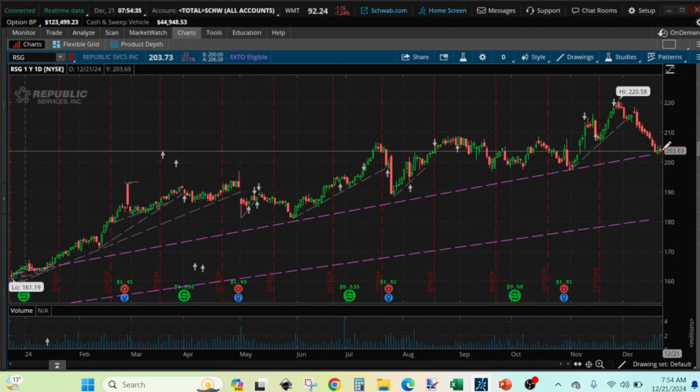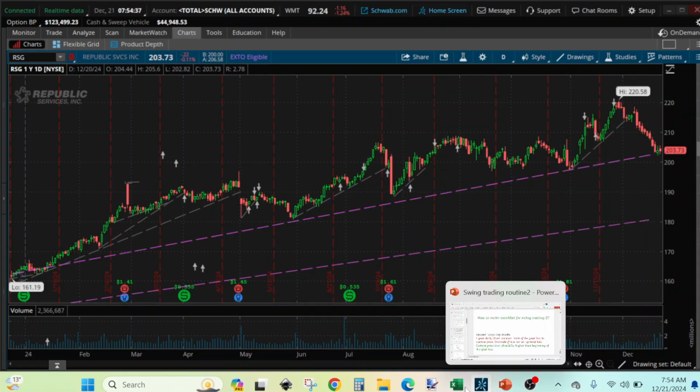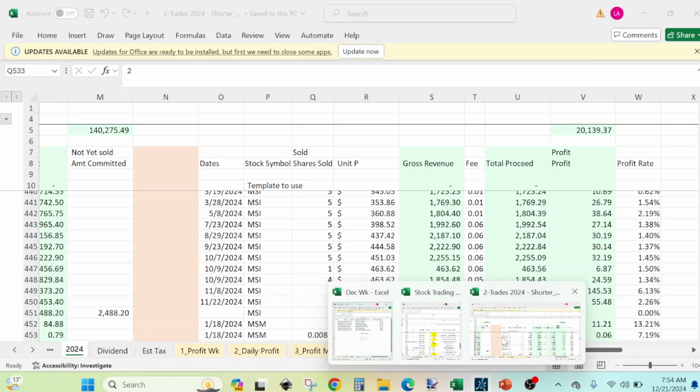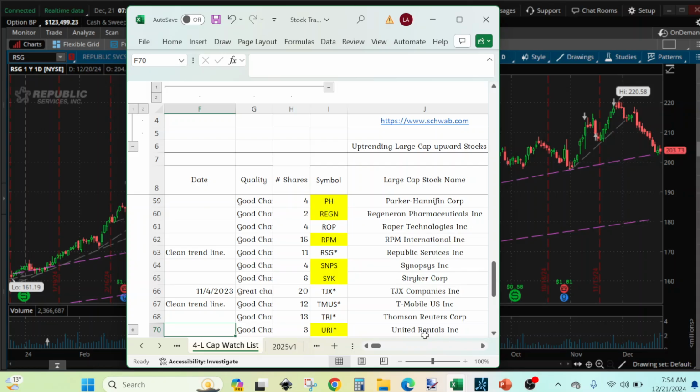And this is the 1 year trend line. And we had the end of the year. Does that mean the 1 year trend line ended? I'm not sure.